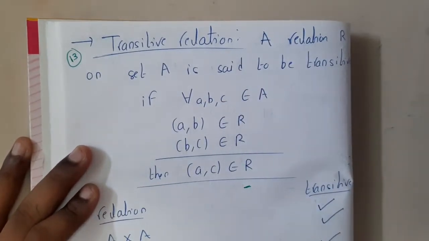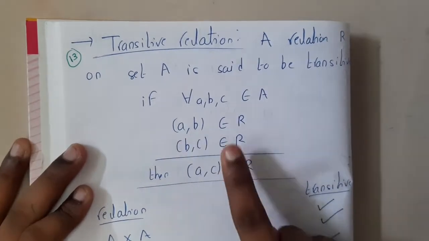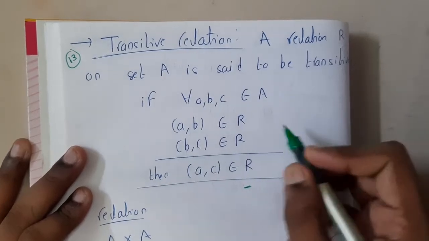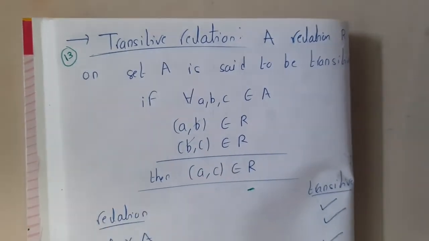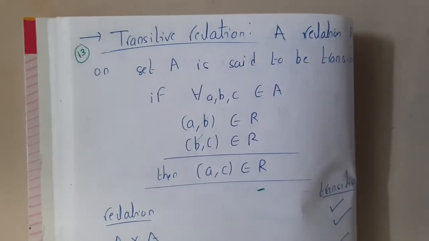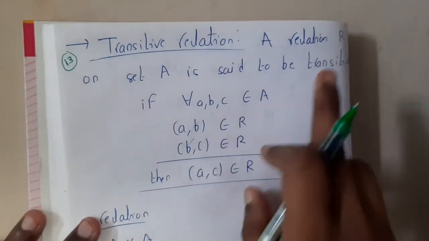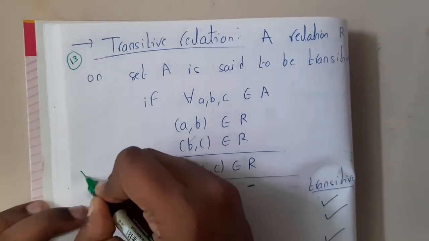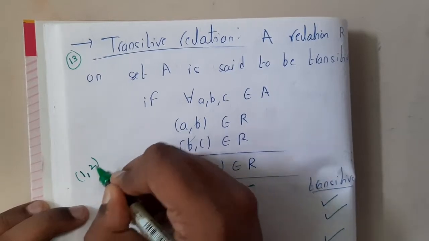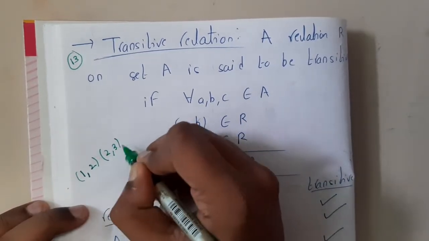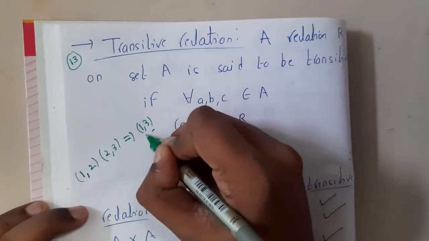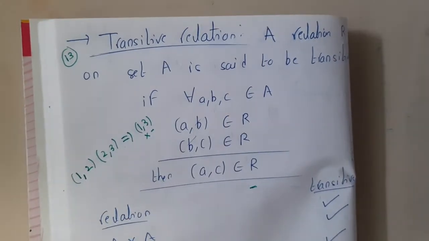What transitive says is: if (a, b) belongs to a relation and (b, c) also belongs to the relation, then (a, c) should belong to the relation. A relation R on a set A is said to be transitive when this condition is satisfied. Indirectly, it is saying that if (1, 2) is in a particular relation and (2, 3) is also in it, then 100% (1, 3) should be there. If it is not there, it is not transitive. If it is there, it could be transitive.